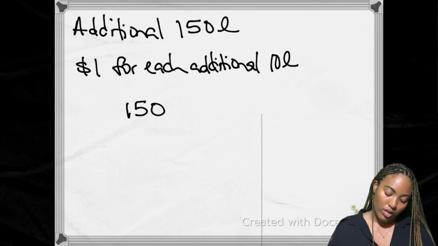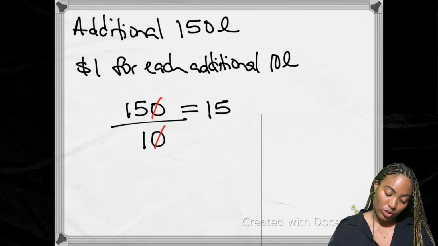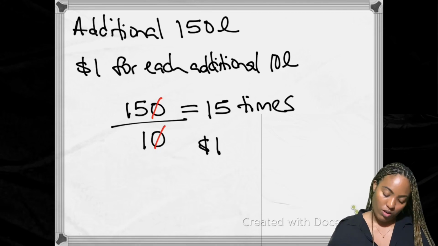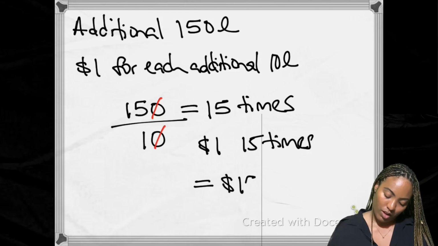So mathematically, you would divide 150 by 10, which tells you that you can get 10 liters from 150 liters 15 times. Therefore, you'll be paying $1 15 times, which gives you a total of $15 for the additional 150 liters.